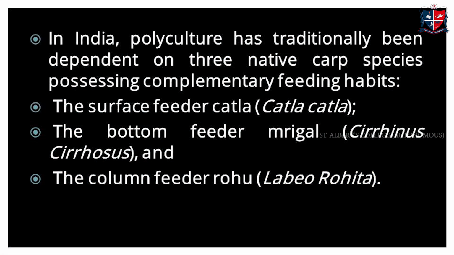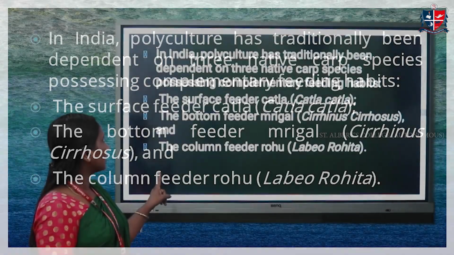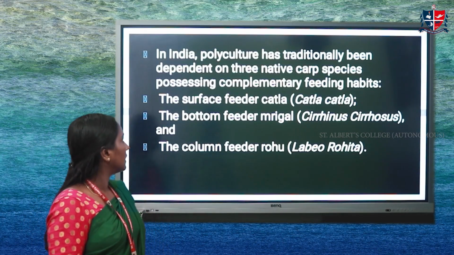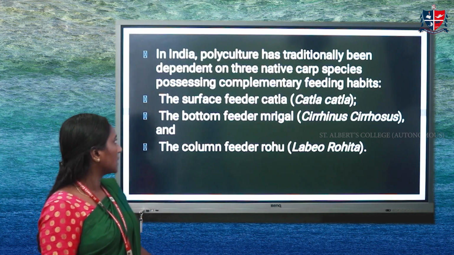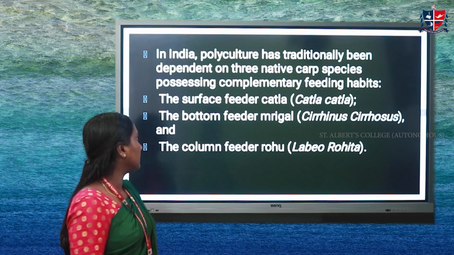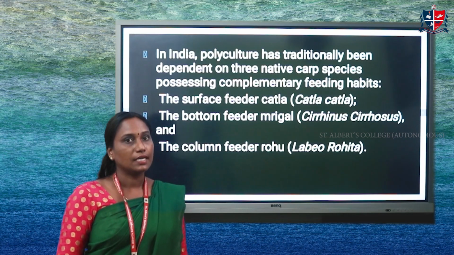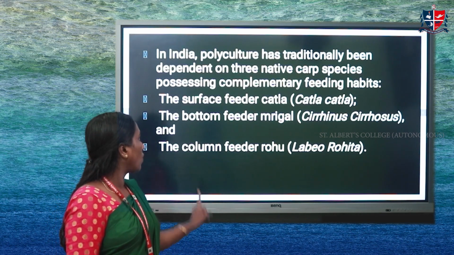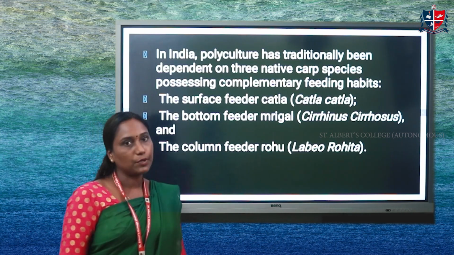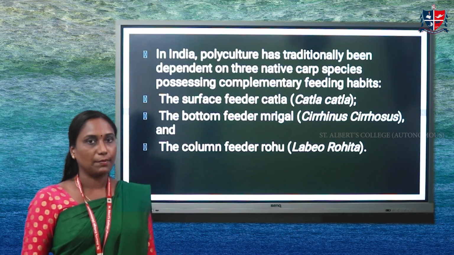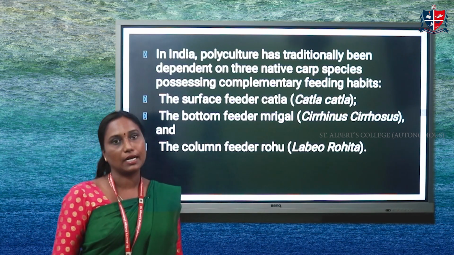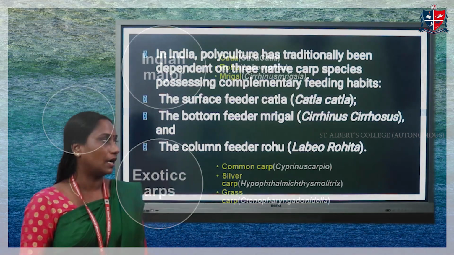In India, polyculture has traditionally depended on three native carp species possessing complementary feeding habits. The first one is the surface feeder Katla, the column feeder Labeo rohita, whose common name is Rohu, and the bottom feeder Mrigal. Its scientific name is Cirrhinus mrigala.